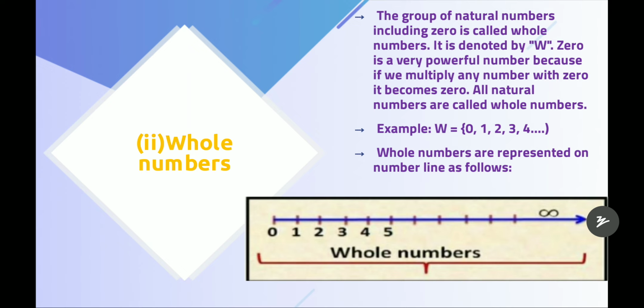All natural numbers are whole numbers, because 1 to infinity, all these natural numbers also come under whole numbers. But all whole numbers are not natural numbers, because natural numbers don't contain 0, which is compulsory in whole numbers. Whole numbers are represented in the number line like this, starting from 0 till infinity.